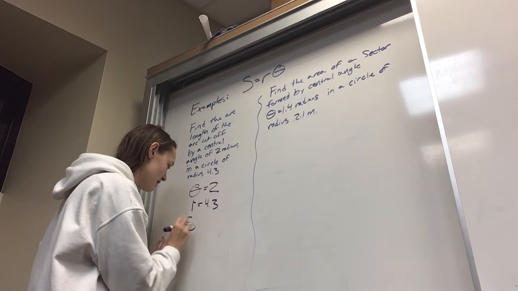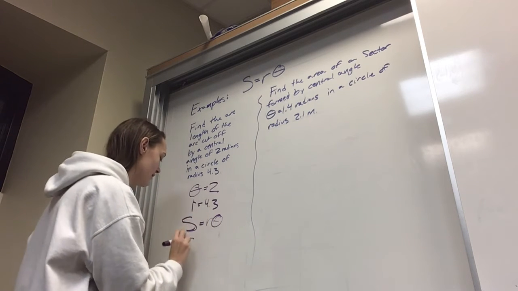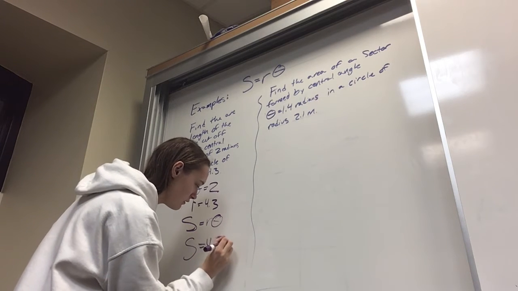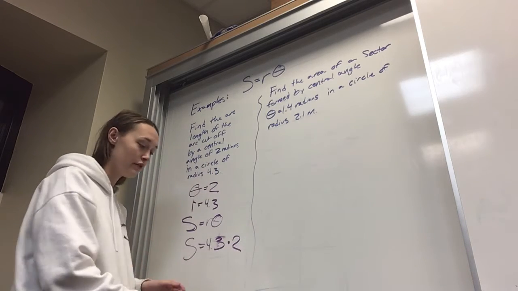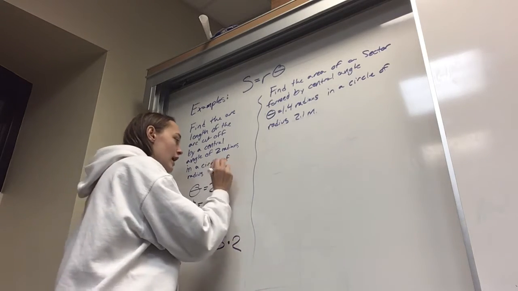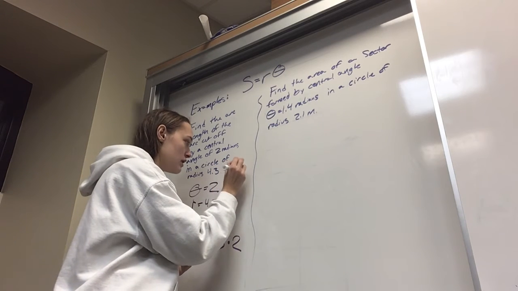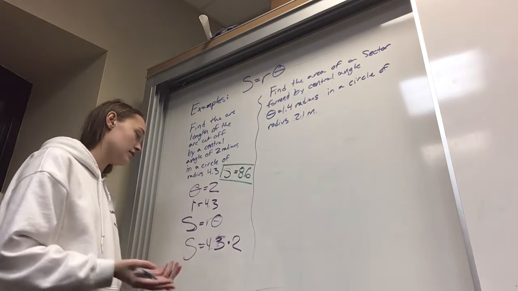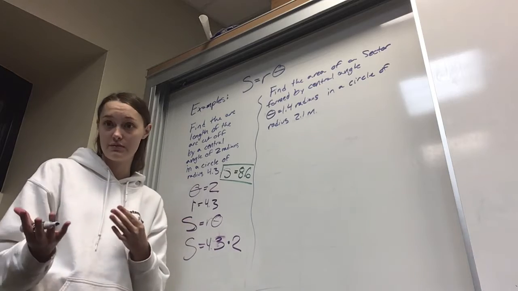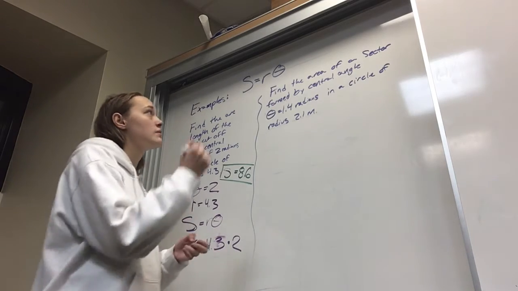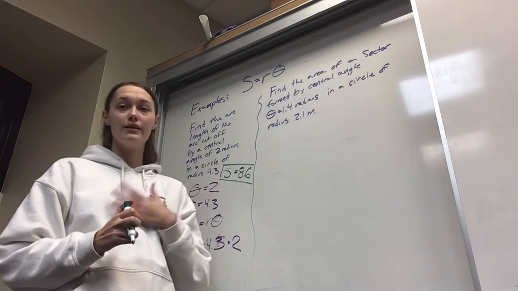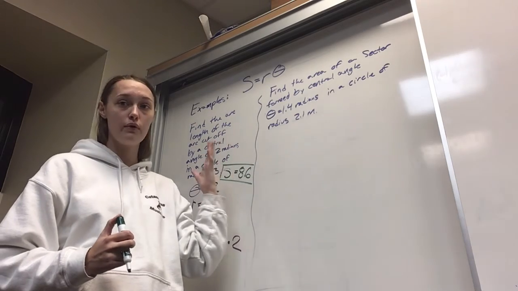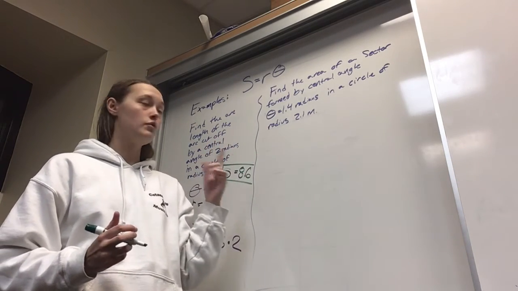So using s equals r theta, we find that s equals 4.3 times 2. And our final answer comes out to s, which is the arc length, equals 8.6. And that is our simple answer. You just take the variables that you have and use them to find the variable that you don't. Next, we're going to move on to the area of a sector. So we have to find the area of a sector formed by central angle theta, which equals 1.4 radians, in a circle of radius 2.1 meters.